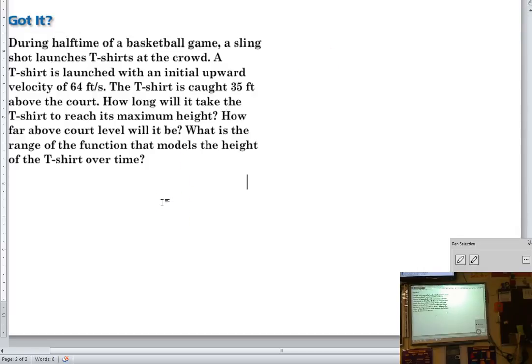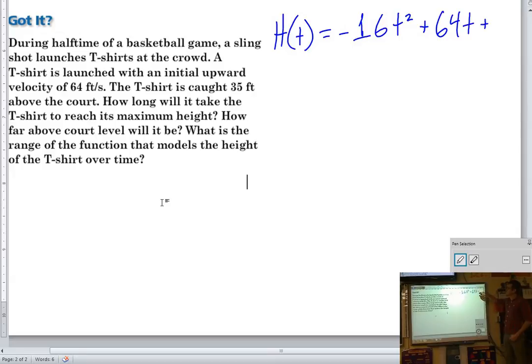So let's work out the math for this. We set up, actually let's do h of t. You can do f of t for any function, but if we want to be specific and model height based off time, what's your formula? Negative 16t squared, plus 64t, plus 5.